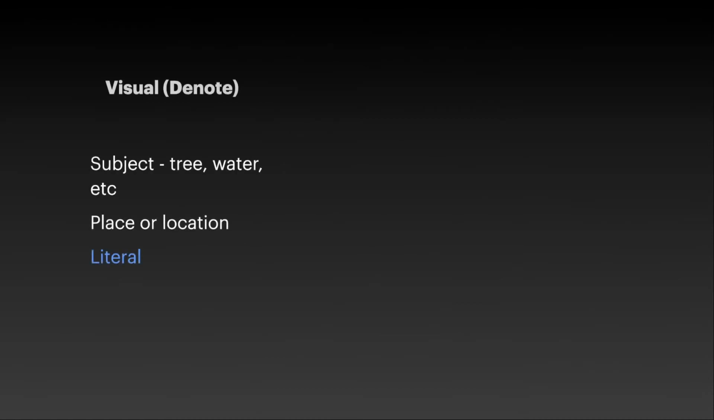So let's take this a step further. When I started making images, my images were very visual. I was denoting things. To denote means to show something visually. And so I was photographing things, trees, water, people, whatever, okay? But it was a specific subject. Another way of thinking about that is a place or location. What is this picture about? Oh, it's about this specific location or this specific place. These are very literal images.